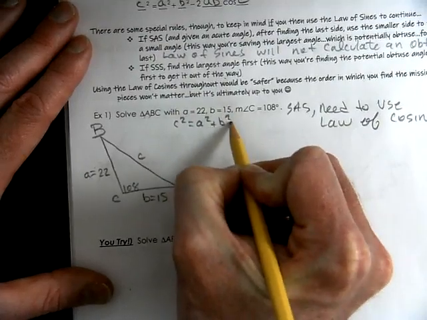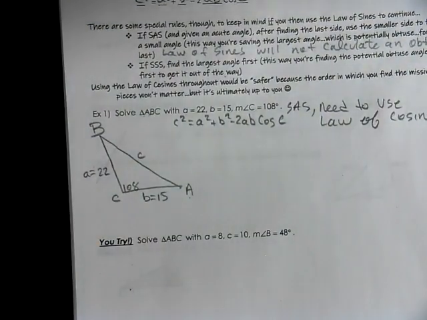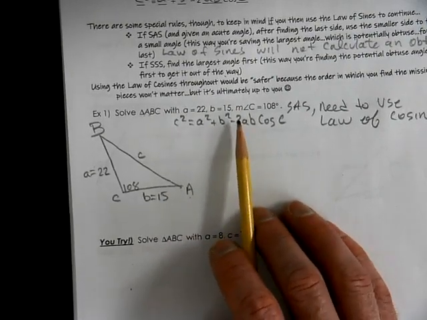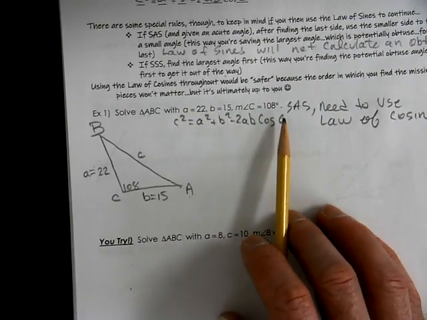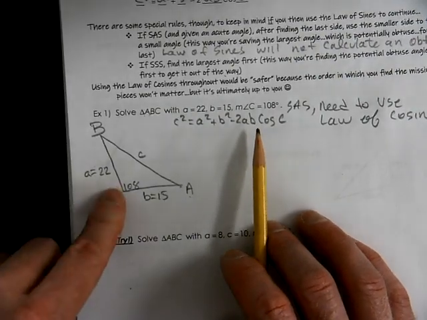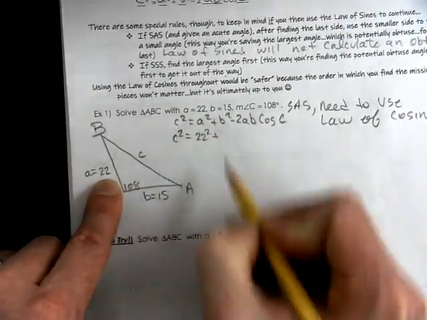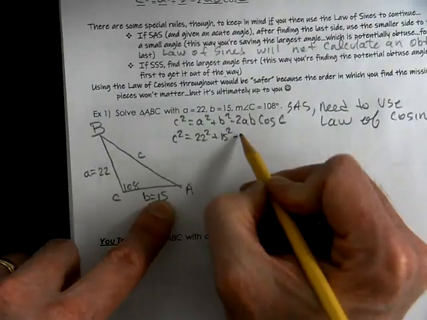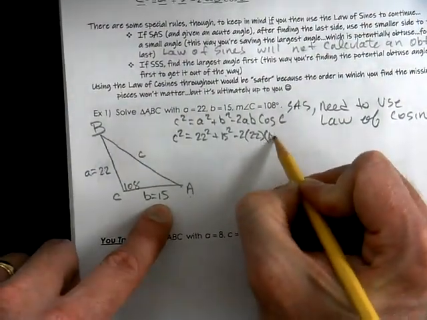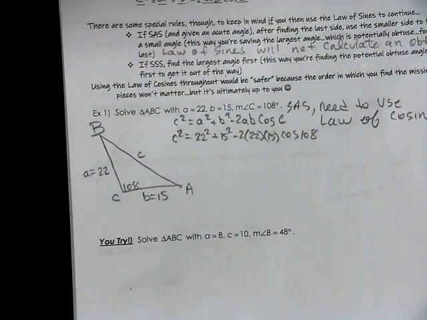And it's important for you to know, hopefully you don't have to copy it forever, C squared equals A squared plus B squared, those two letters are different than the original, minus 2AB, those match these two, and cosine of C. So that's my formula for law of cosines. Now I can just plug in my numbers. I don't know what C is, but A is 22, B is 15, 2 times A times B times the cosine of 108. So I plugged in all my information.